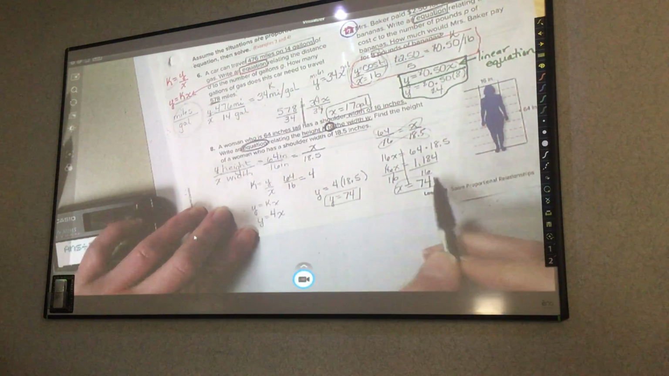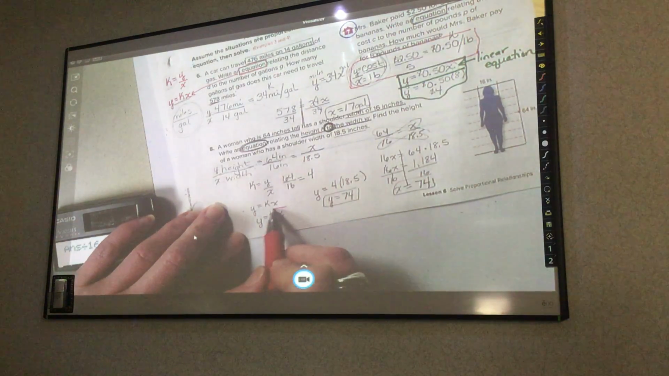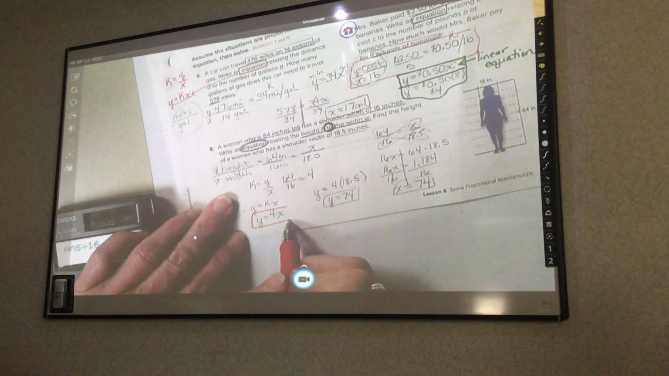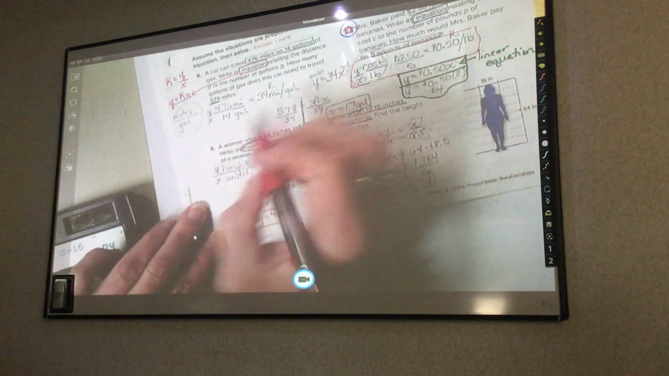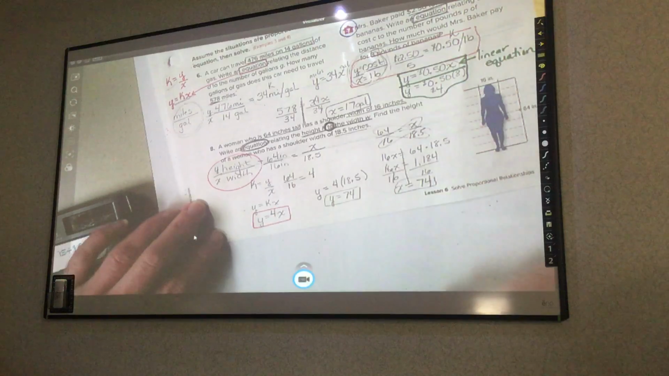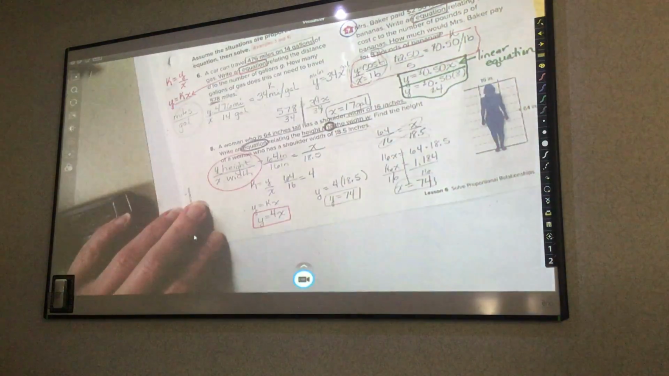However, you need to make sure that you set up your equation correctly. You need to make sure that we start all the time with the label, and that it's y over x.